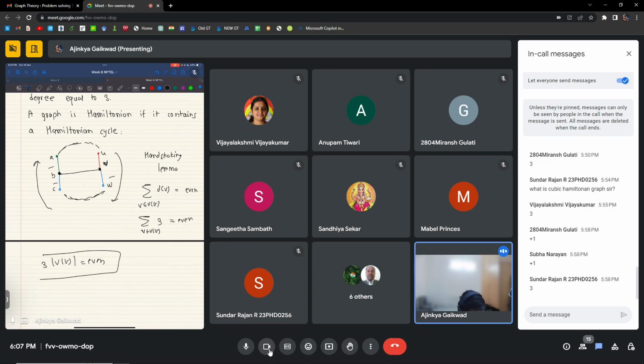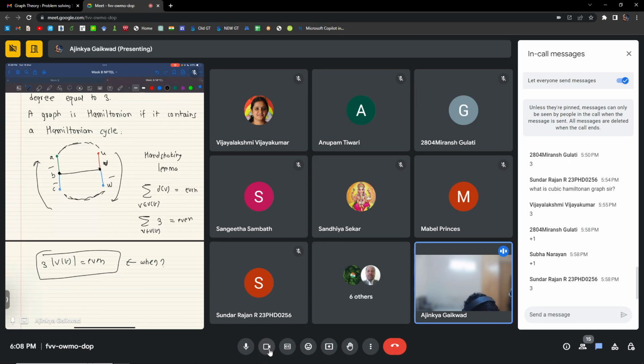Now, when is this possible? 3 into n is even. Can n be odd? No, because odd into odd is equal to odd. So you must have n as even. In your case, your explanation was correct, but the second case is not required, right? It cannot be the case that a graph is cubic and at the same time contains an odd number of vertices.